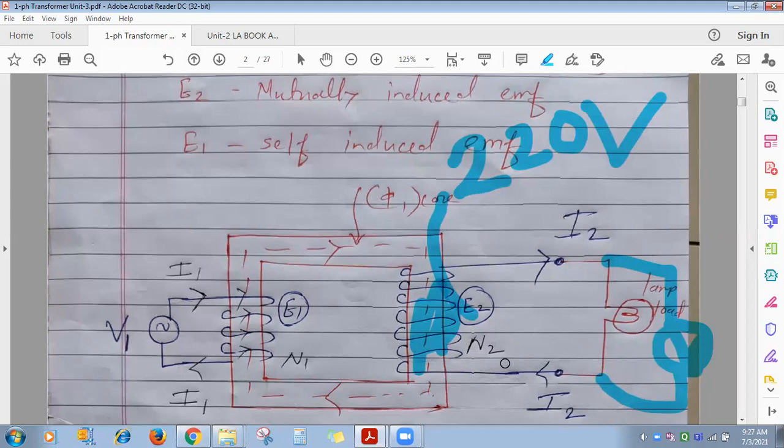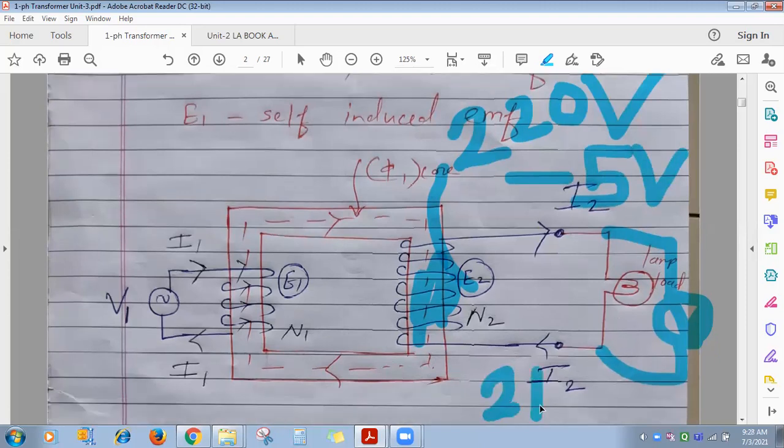220 वोल्ट induce हो रहा है सेकेंडरी वाइंडिंग में. पूरा 100% जाएगा लोड के अक्रॉस या less जाएगा? लेस जाएगा. Why less? Because सेकेंडरी वाइंडिंग में EMF induce हो रहा है 220 volt E2. Secondary winding is made up of copper, so I2 R2 drop will be there, isn't it? So what happens? Consider that I2 R2 drop is 5 volt. So 220 minus 5 volt, that is 215 volt. 215 volt will get applied across load. Is this clear to everyone?